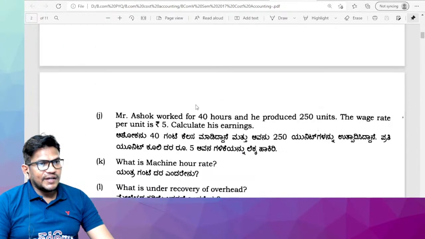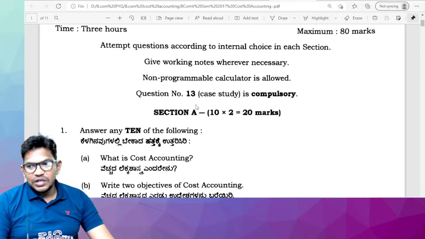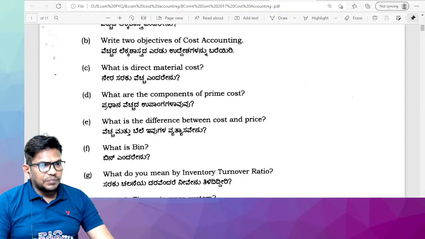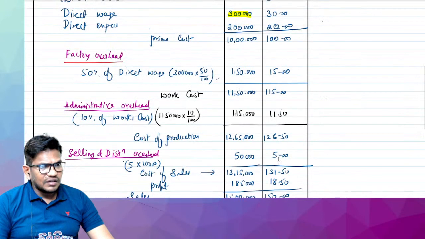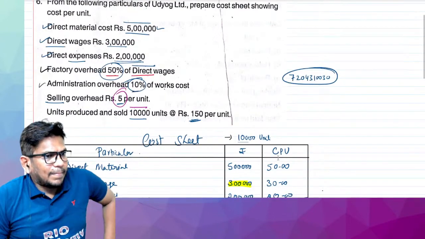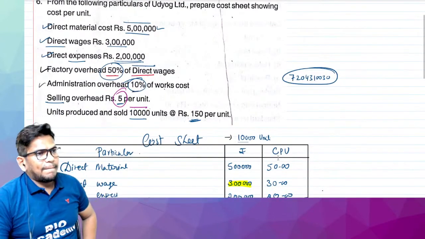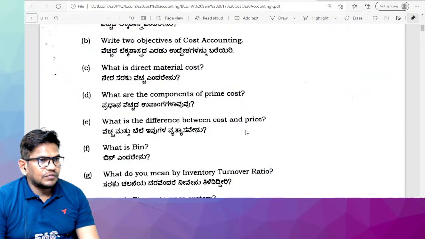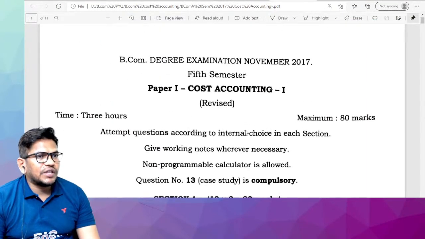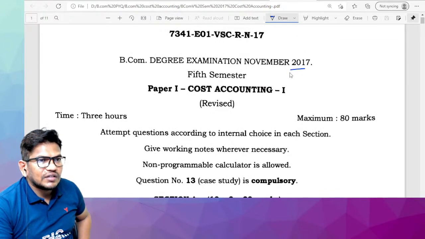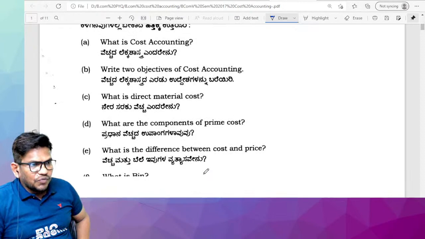Let's solve. Here we have one more question. That question was asked in the year 2017. Profit is 18.5. So here is one more question for you from 2017. Let's solve this now. 5 marks.